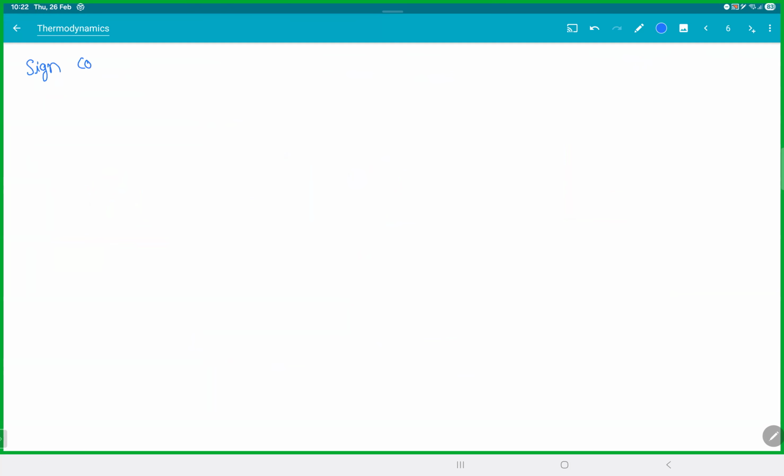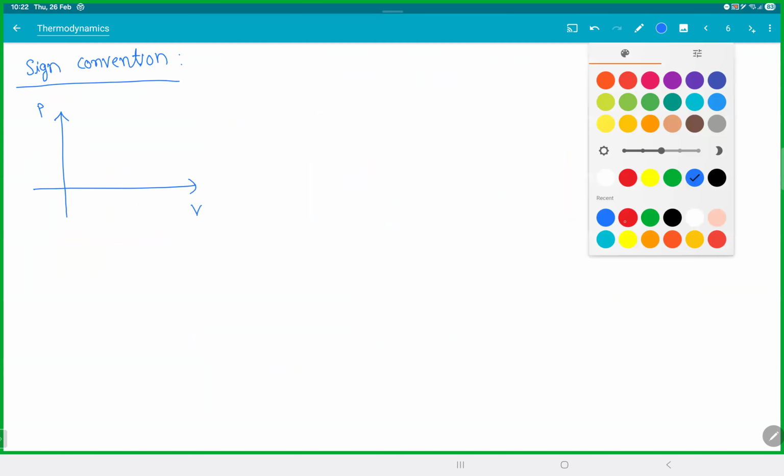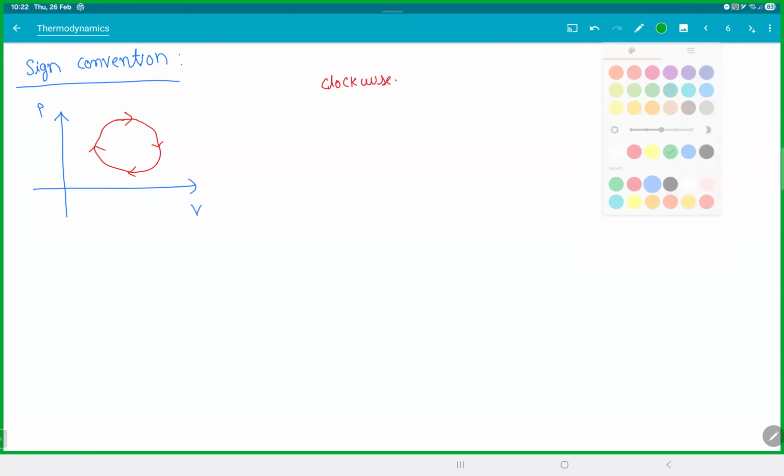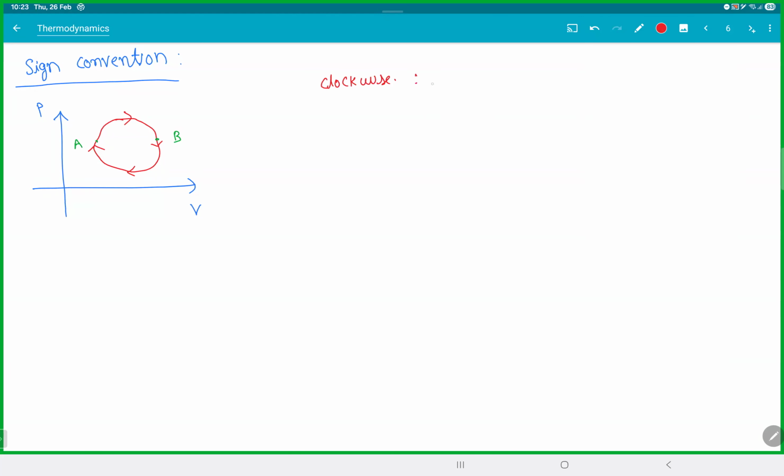Now, this entire thing is reverse in chemistry, so be careful. So let's say we have a process. The arrow is this way, going clockwise. Just look at this thing. So when you go from A to B, your volume is increasing at a higher pressure, but your volume is decreasing at a lower pressure. So clockwise is positive work.